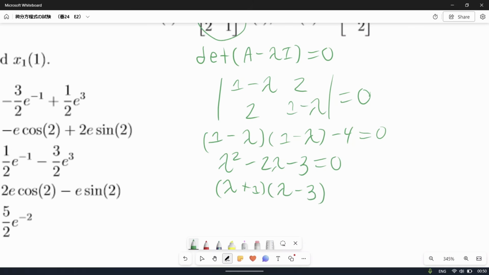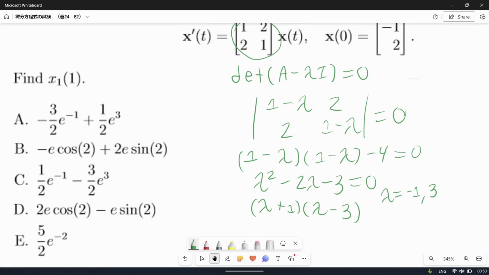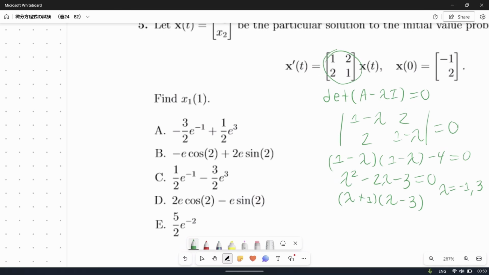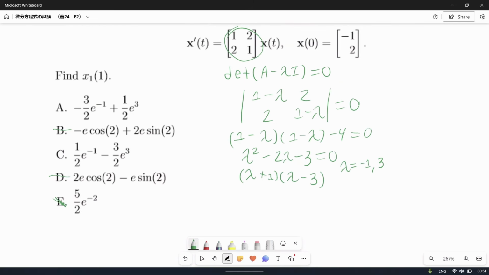And so as a result, your lambda ends up being equal to negative 1 and 3. So we have our eigenvalues. And so the cool thing about that is that it eliminates a bunch of answer choices right off the bat, because they don't match the eigenvalues that we have. So we can get rid of B, we can get rid of D, and we can get rid of E. So all that's left is just A and C.